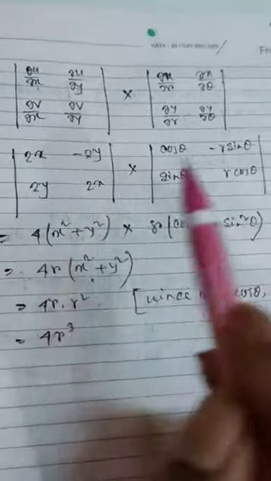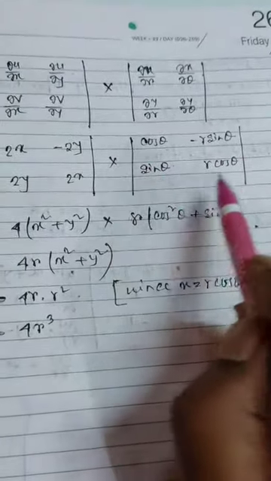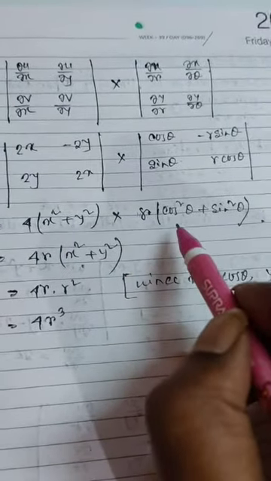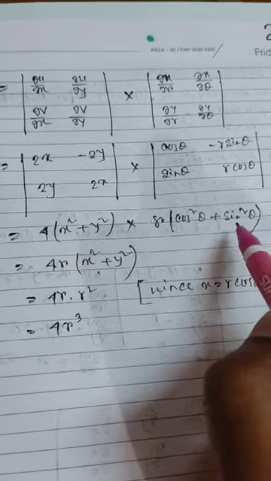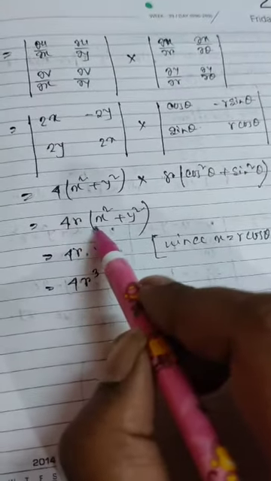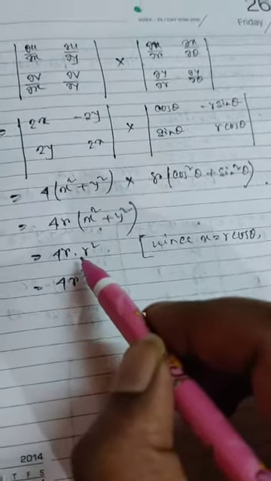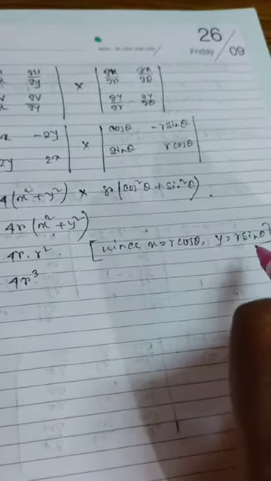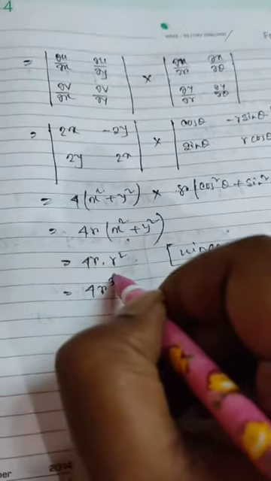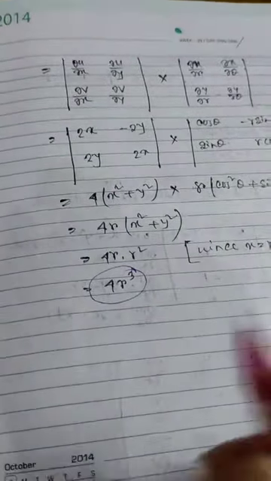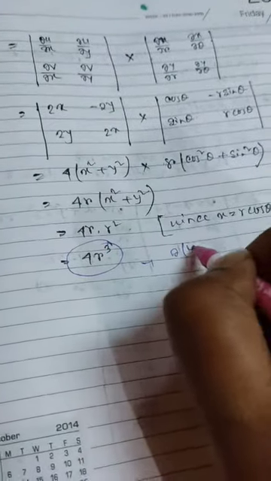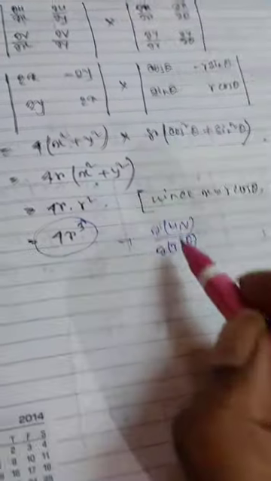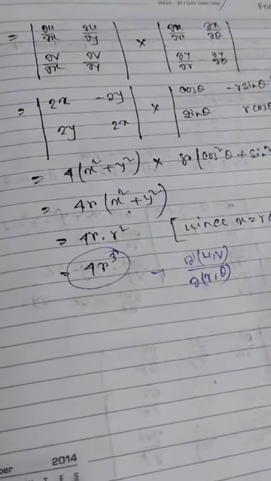After putting this we will get 2x, minus 2y, 2y, 2x, times cos θ, minus r sin θ, sin θ, r cos θ, and after simplification we will get 4 into (x square plus y square) into r (cos square θ plus sin square θ), whereas we get 4r into (x square plus y square), which is equal to 4r into r square, since x is equal to r cos θ and y is equal to r sin θ. After simplification we will get the value 4r cube, and this is the value of ∂(u,v)/∂(r,θ). That means we can find the value in terms of r and θ.